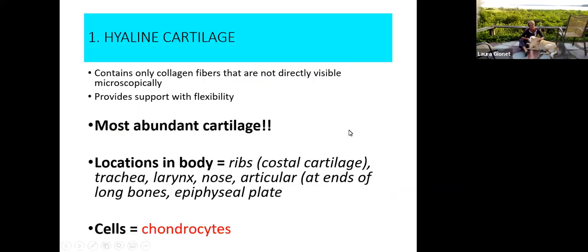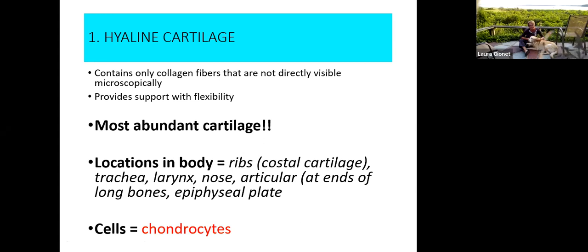So hyaline cartilage is the first cartilage. It's the only cartilage that contains collagen fibers that are not directly visible microscopically. So there are some fibers there, but we generally don't see them. I've never seen a picture of hyaline cartilage where the collagen fibers were evident. It is the most abundant cartilage, and its locations are the most numerous as well. So these are located at the ribs. Not the ribs themselves, but the cartilage that connects the ribs to the sternum, called costal cartilage.